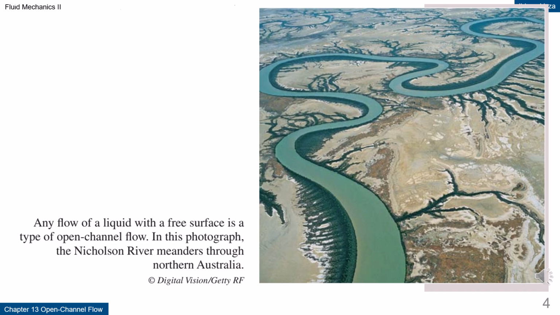Open channel flow. This image shows a real example of open channel flow in a meandering natural river. The presence of a free surface is the main feature that distinguishes it from closed conduit flow. The meandering shape also indicates the influence of topography on the flow pattern.